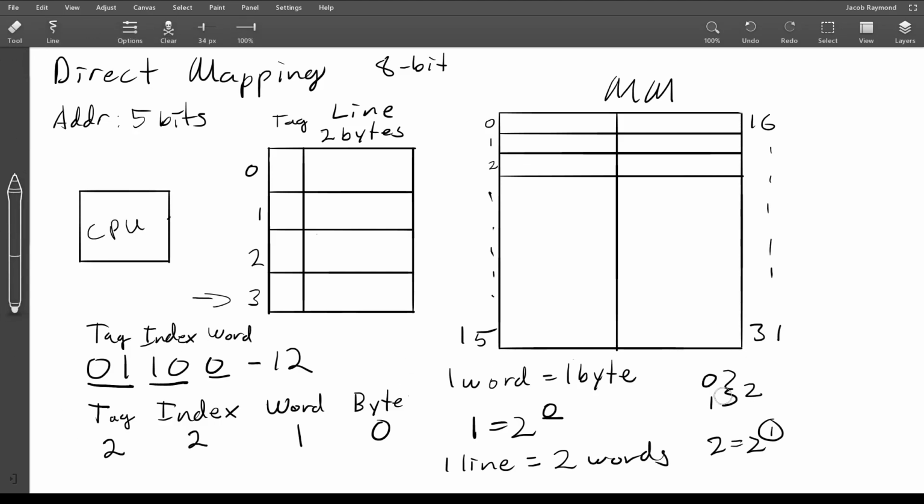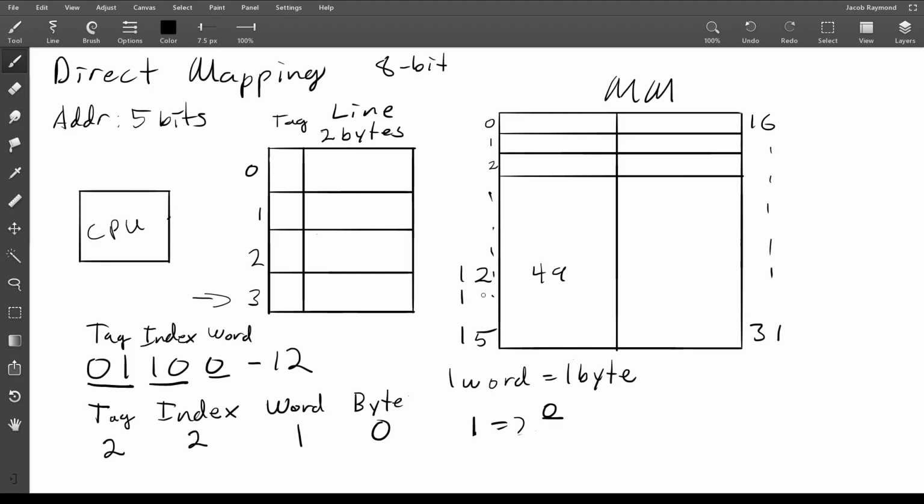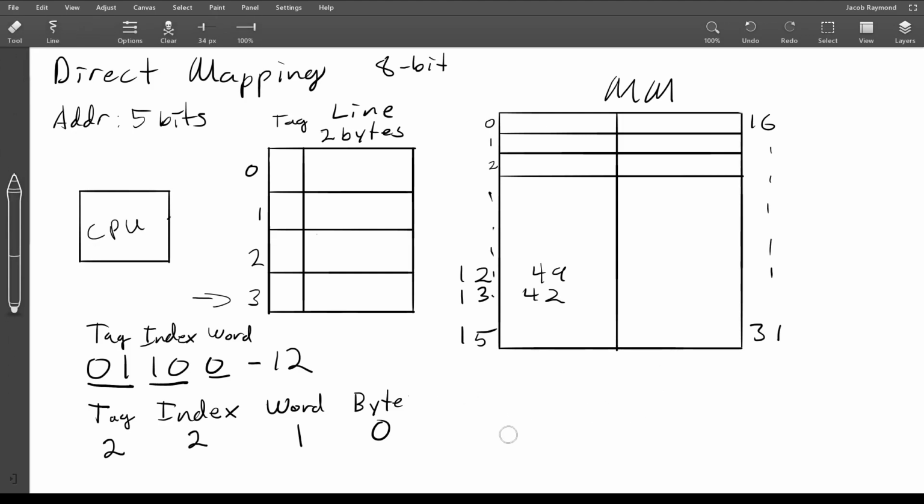So let's see here. Let's say at location 12, we have, I don't know, let's say the number 49 stored in there. I won't write it in binary because there's not really any use for it. And then we'll also have location 13. Let's say we're storing 42. So now let's go through the process of seeing what would happen if we accessed memory location 12. And keep in mind that these are the different portions: 2, 2, 1, and then 0. So we're accessing location 12.